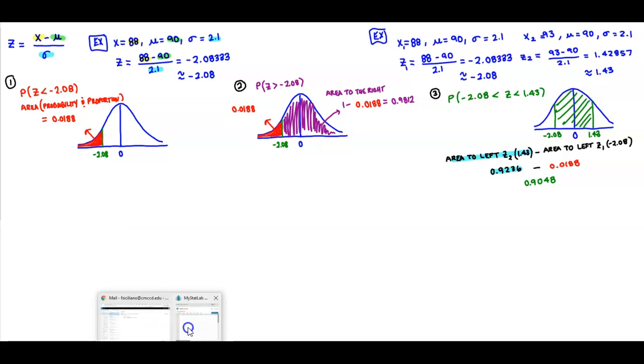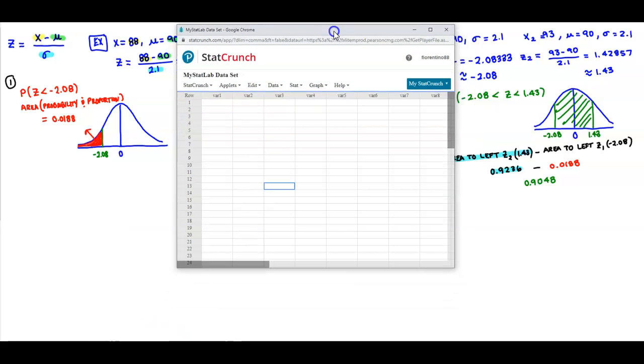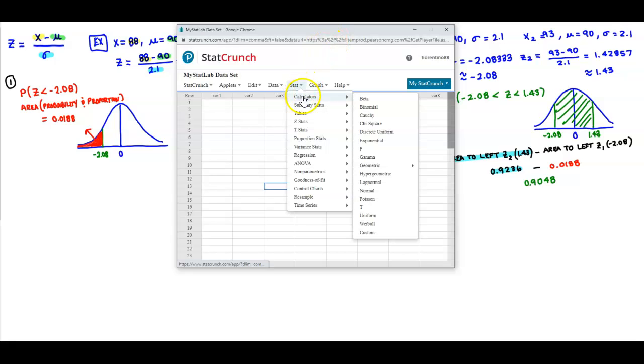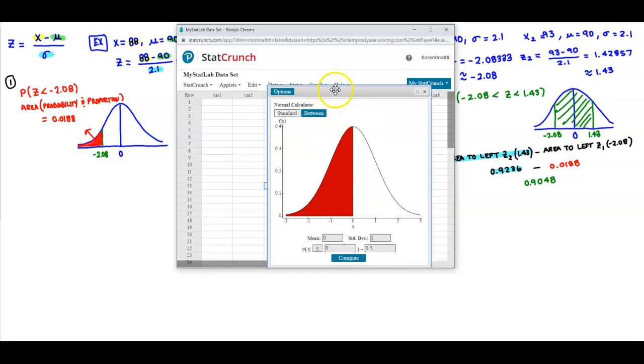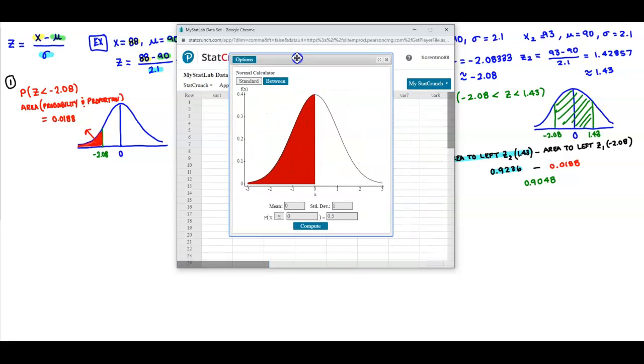So we would come into StatCrunch, and then we would go to Stat and then go to Calculators, and then we're going to scroll all the way down to where we see Normal. This represents our normal distribution. When we convert it to a z-score, we need to make sure that the mean stays at 0 and the standard deviation is 1, because this becomes the standard normal distribution.